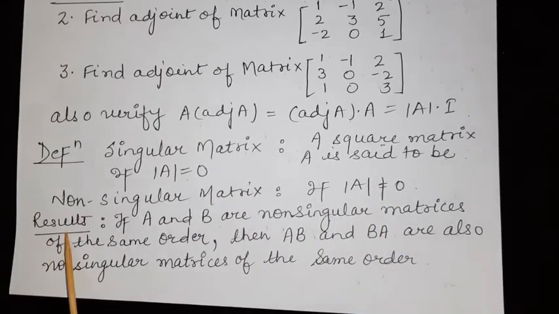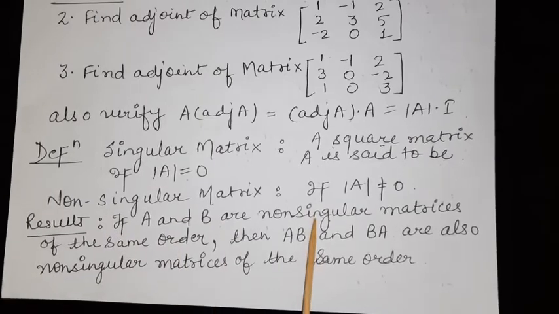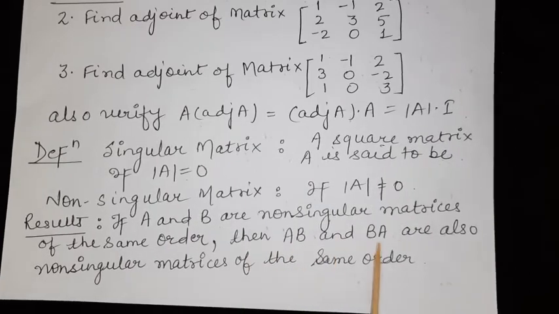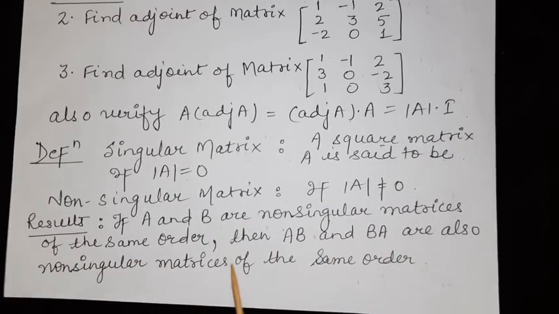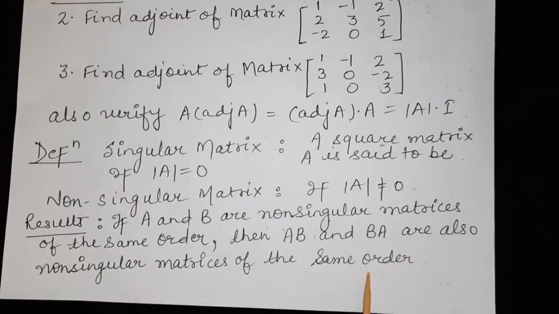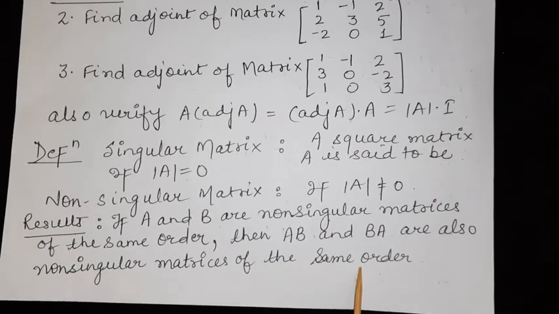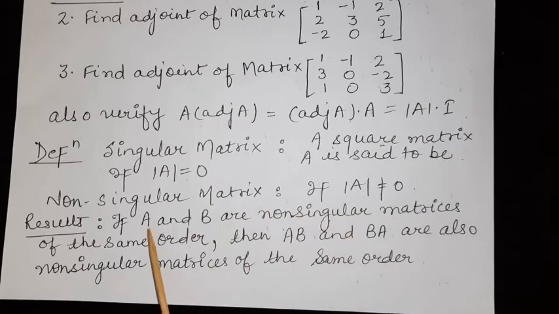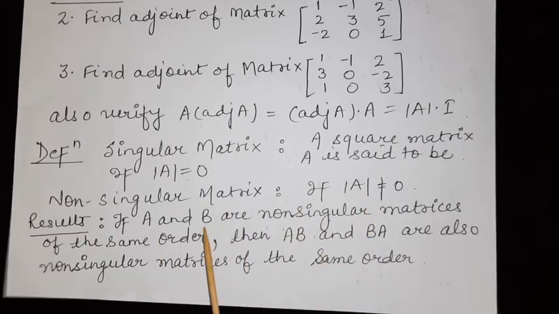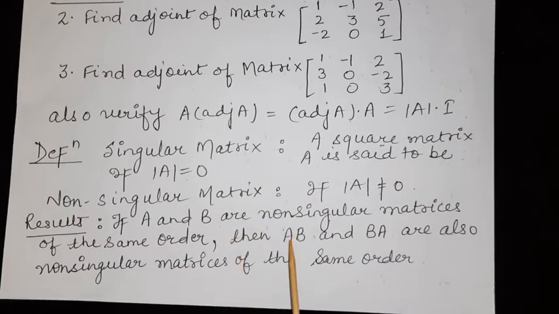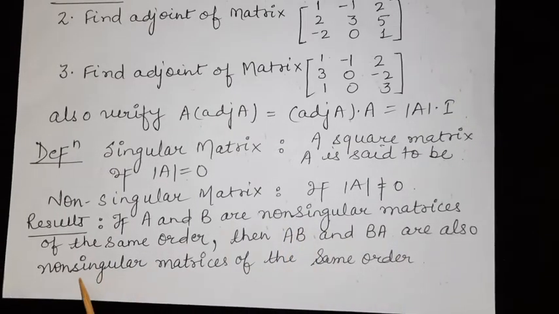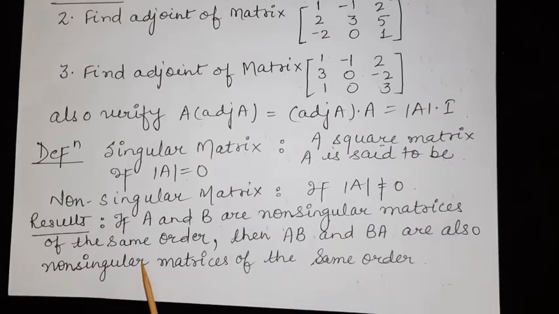Now we have one very important result based on this. If A and B are non-singular matrices of the same order, then AB and BA are also non-singular matrices of the same order, and we can use this result to solve any type of questions, mainly 1 markers. So again, see the result. If A and B are non-singular matrices, which means the determinant of A is non-zero and the determinant of B is also non-zero, then whatever matrix you get after multiplying A with B and B with A will also be a non-singular matrix.